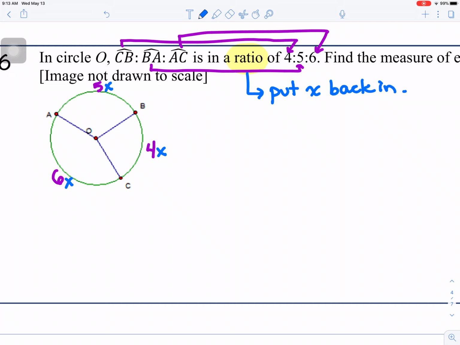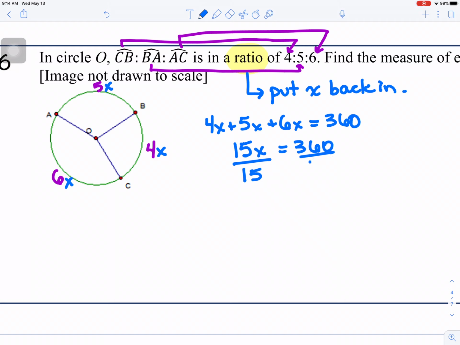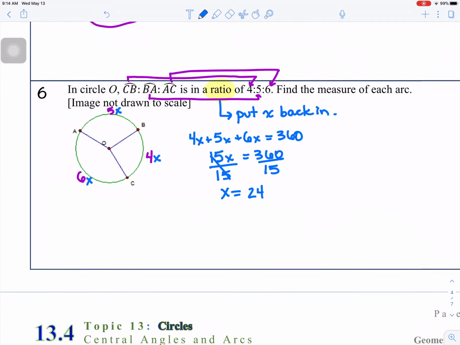Okay, so now we can say, all right, 4x plus 5x plus 6x equals 360. All the way around the circle is 360. Now that adds up to 15x equals 360. Can you find x? Of course you can. You're champions at this. Divide by 15, and x equals 360 divided by 15, which is 24. Okay?